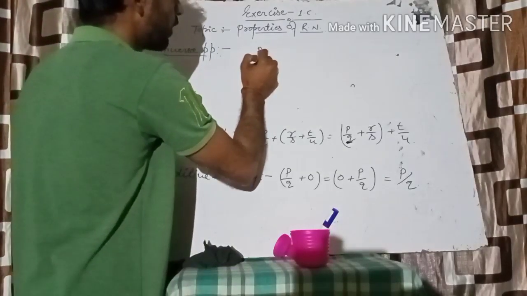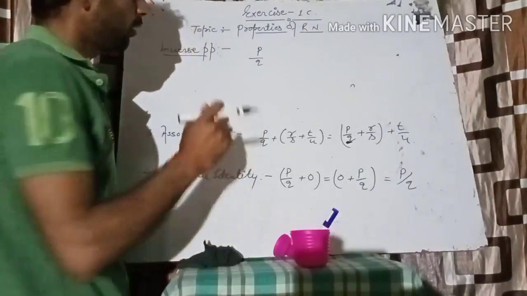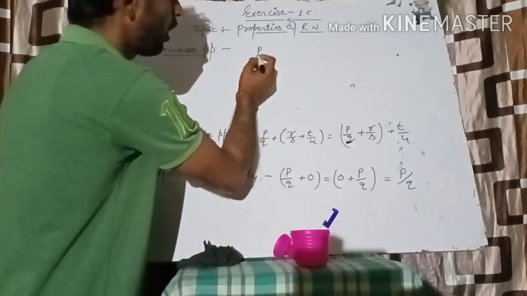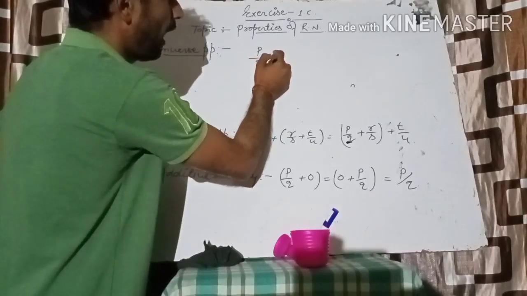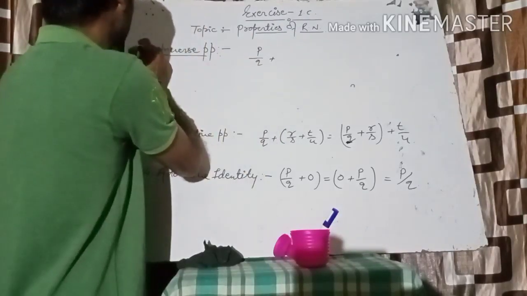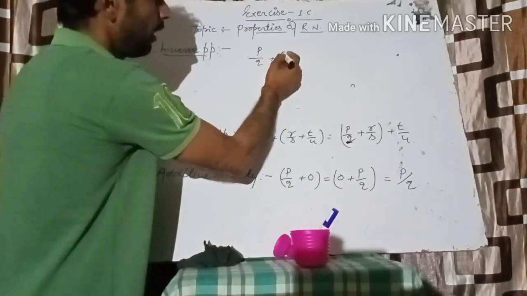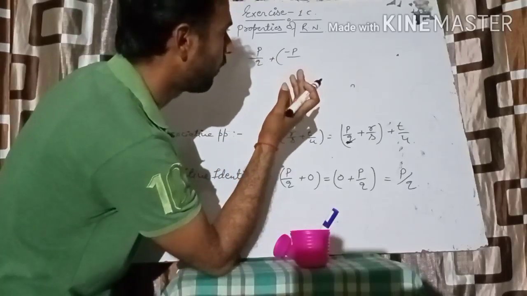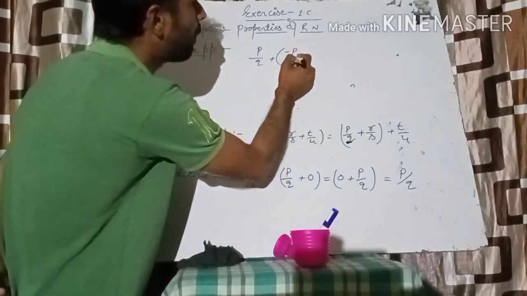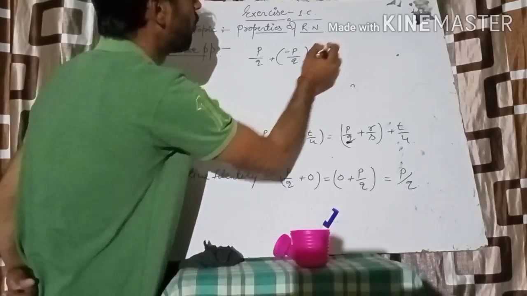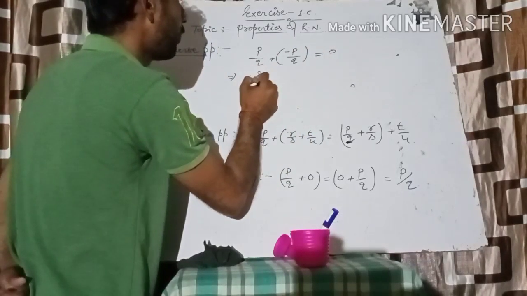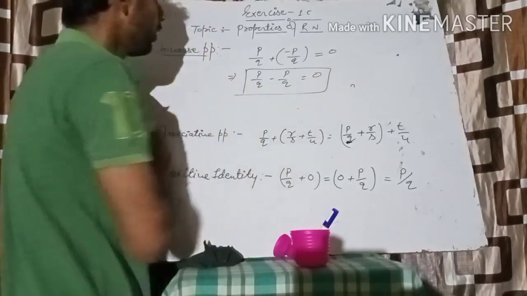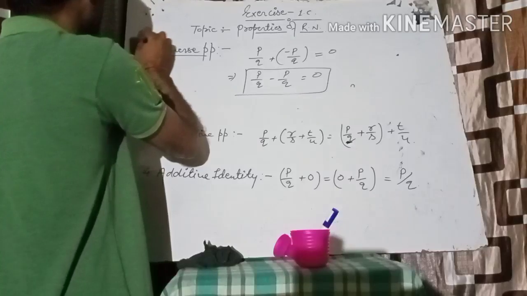I think we have already discussed the inverse property. According to this property, if we add p upon q and its additive inverse, and you know very well that the additive inverse of p upon q is minus p upon q, then the result will always be 0. Meaning p upon q minus p upon q becomes 0. So here we have discussed the 5 properties of the rational number.